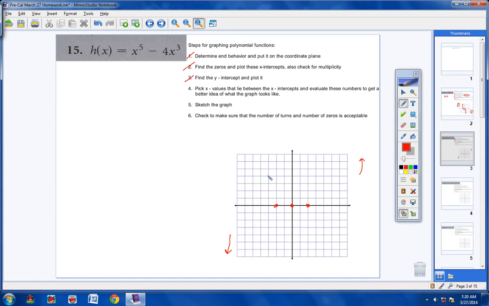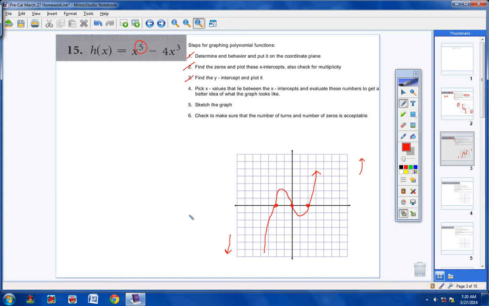Now, before I do that, let's just kind of get an idea of what we're looking at. We know the most number of turns this graph can take is 4, 1 less than 5. So I know I'm down here. I know I have to go down this way. Let's say it hits here, and then hits here, and then hits here. Now that's only 2 turns, okay? So I'm a little concerned that it might do some more turns somewhere.